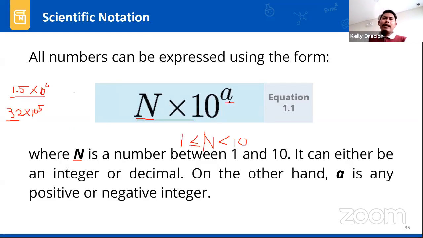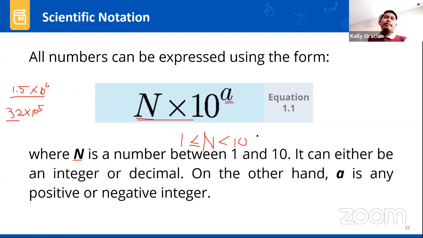Now, we have here a. What does a mean here? This a is a positive or negative integer. It's a positive number or a negative number, specifically a positive integer or a negative integer. So when we say integer, it should be a whole number that has a sign, positive or negative. And when we say natural numbers, those are counting numbers.